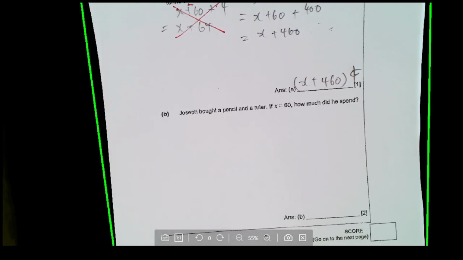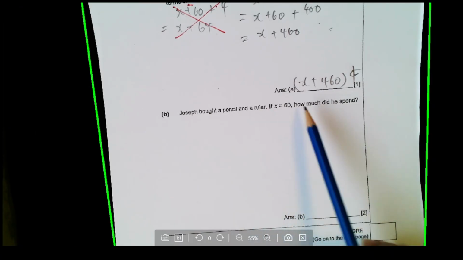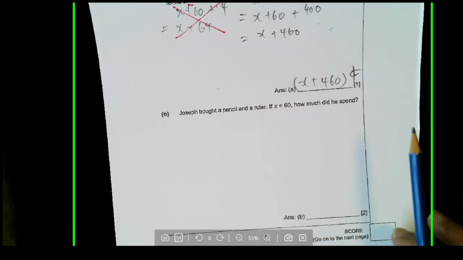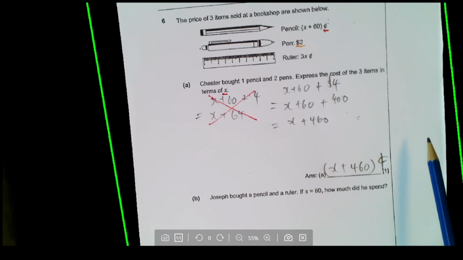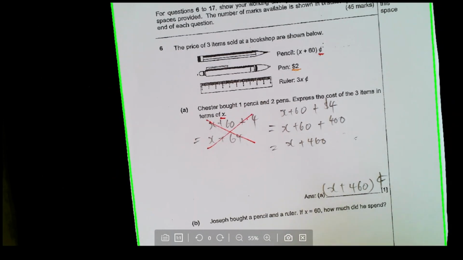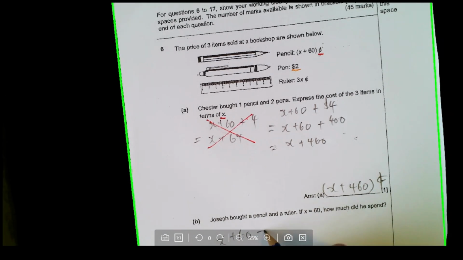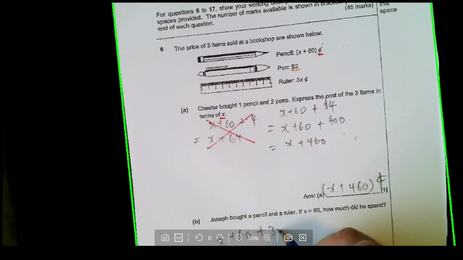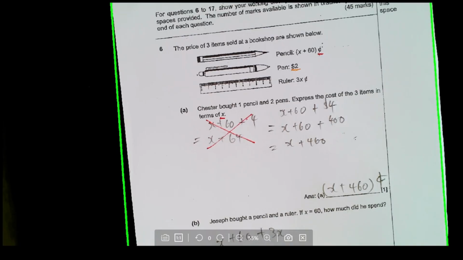Next, he bought a pencil and a ruler. If x is 60, how much did he spend? Pencil and ruler. Pencil is how much? Pencil is x plus 60. And a ruler is 3x. Everything is in cents, okay? Take note, everything's in cents.